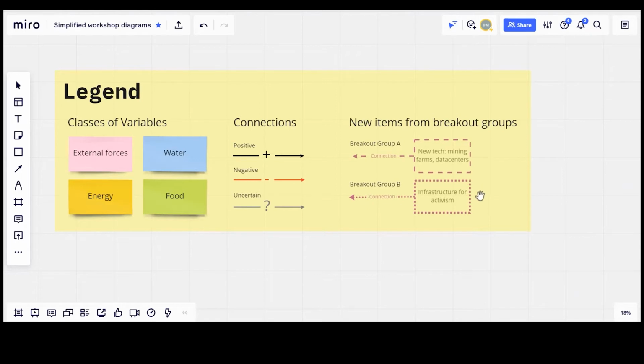Dashed arrows and corresponding variables indicate items discussed by only one of the two breakout groups in the final meeting. The legend indicates which group proposed that connection by the size of the dashed lines.